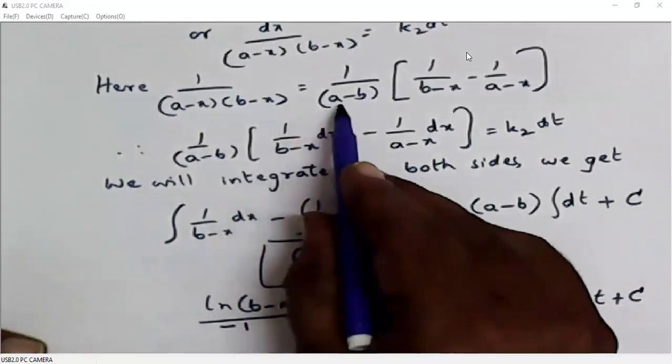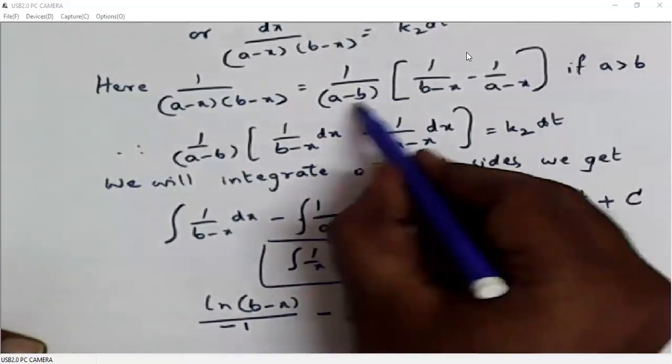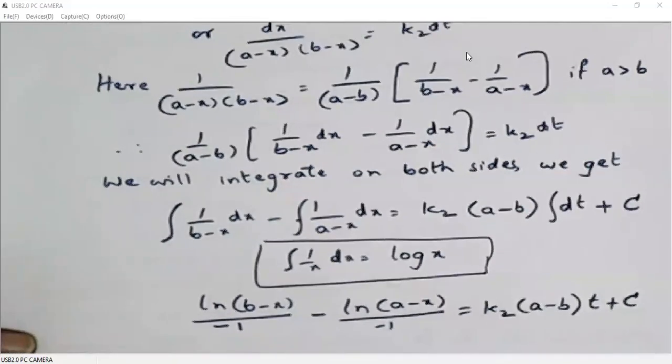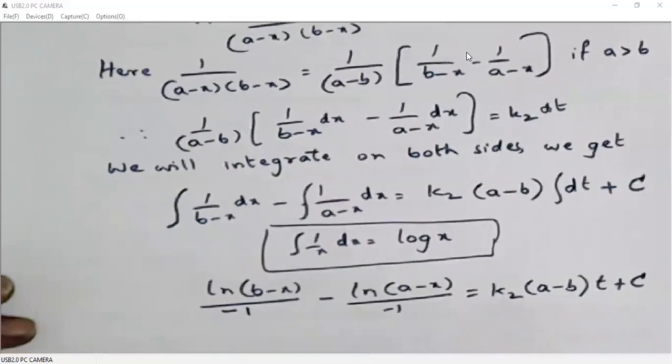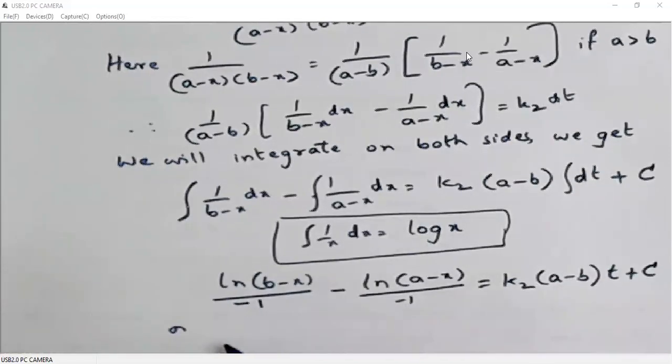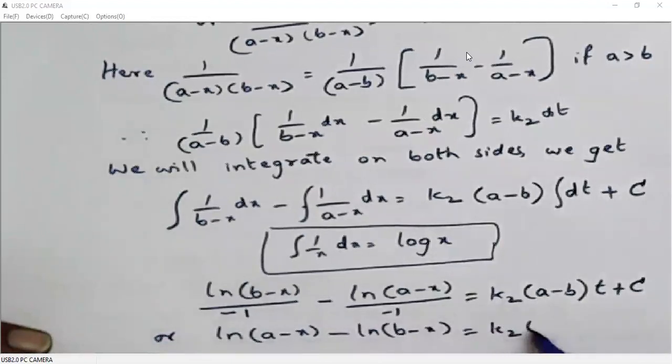Here when we are simplifying it, we must take that A is greater than B, because we are writing A minus B, it must be that A is greater than B. We can further simplify it. Because of the minus, it becomes numerator, and minus and minus will get cancelled. So ln (A minus x) minus ln (B minus x) is equal to K2 into (A minus B) into t plus c.